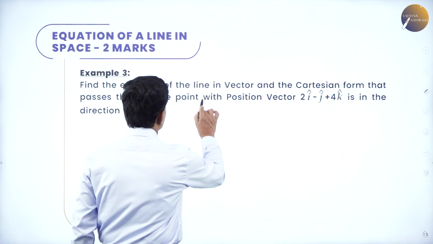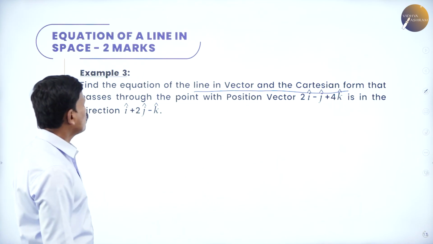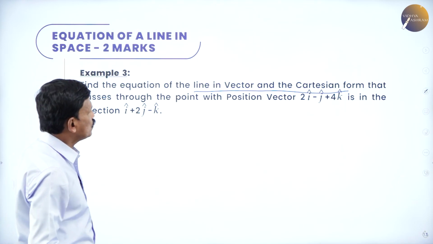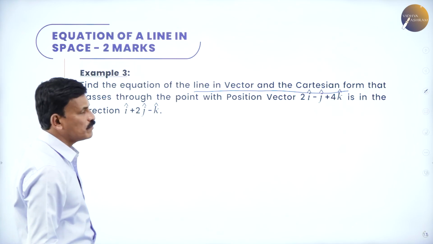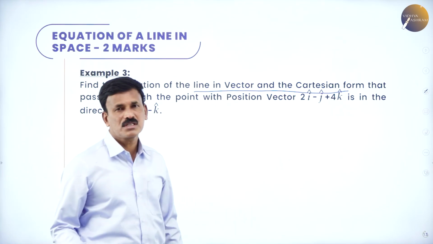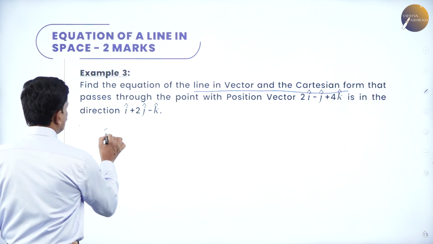Find the equation of a line in the vector and Cartesian form that passes through the point with position vector 2i − j + 4k and is in the direction of the vector i + 2j − k. So here the position vector and the direction are given. That's it. So here the position vector means, therefore what is given?